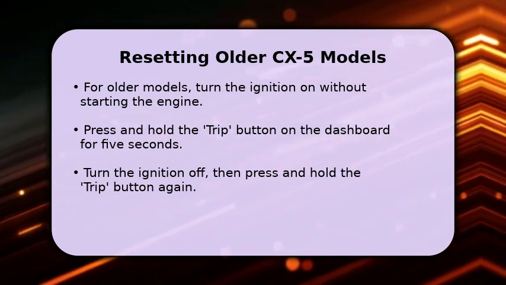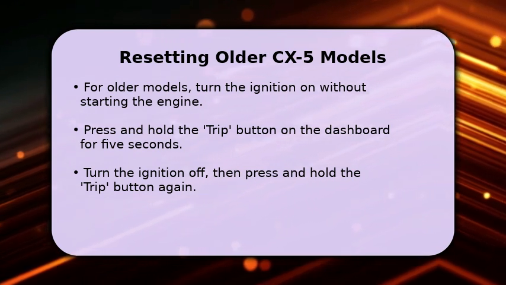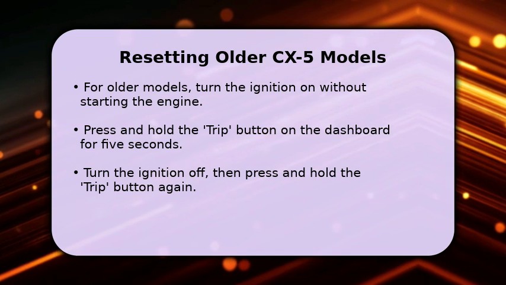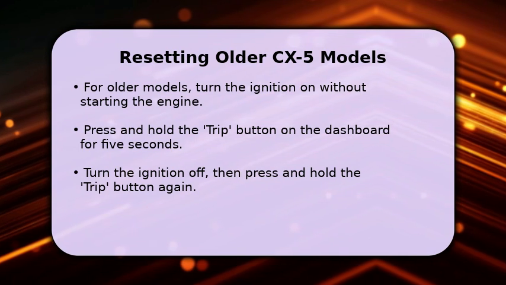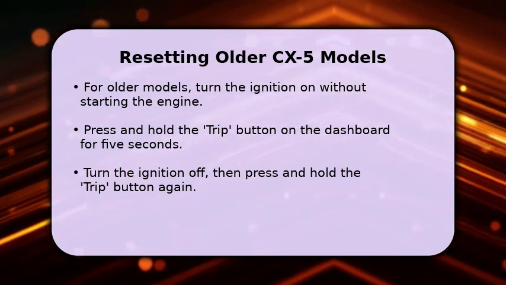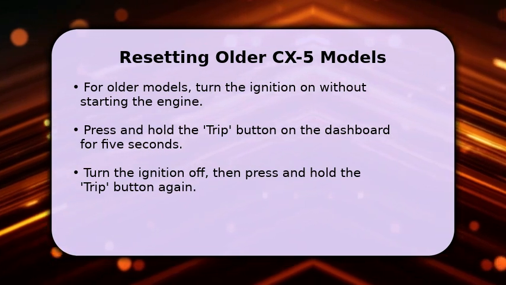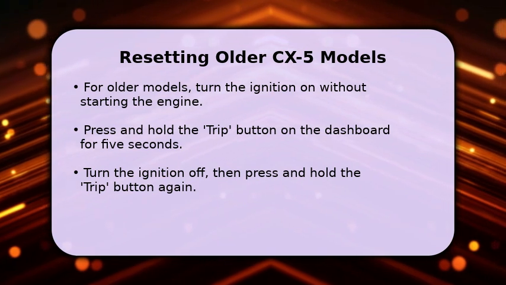First, turn the ignition to the on position without starting the engine. Then, press and hold the trip button on your dashboard for about 5 seconds until the odometer changes. Turn the ignition off, then press and hold the trip button again. Turn the ignition back on, continuing to hold the button until the maintenance light begins to flash. Then release it to complete the reset.